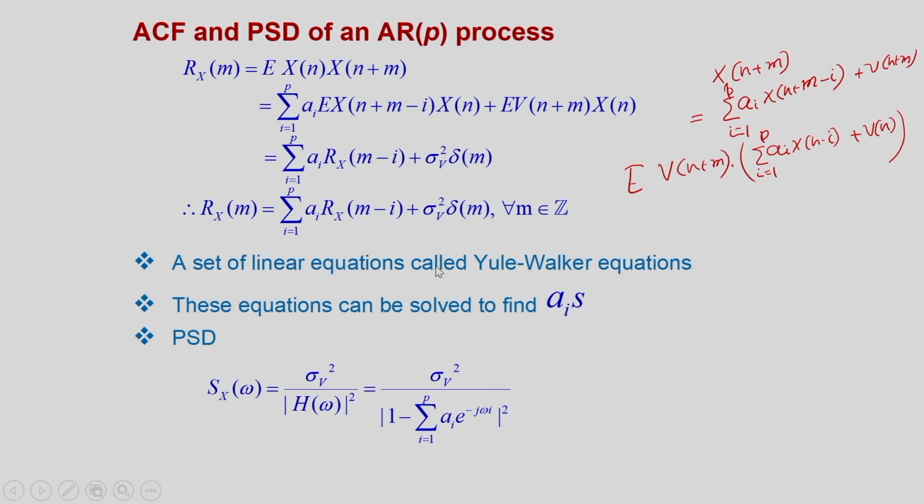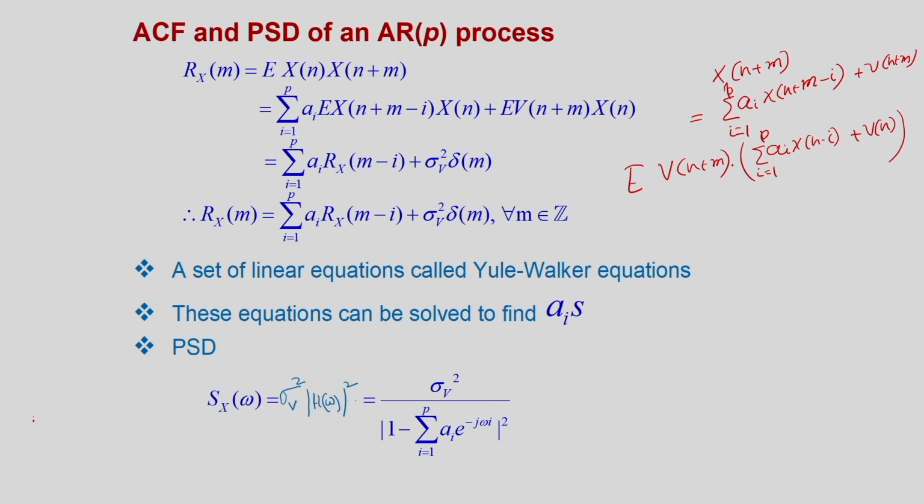This set of linear equations are known as Yule-Walker equations, and they can be solved to find out the values of a_i's. Now, how to find out the power spectral density? Sx(ω) is equal to σv² times |H(ω)|².